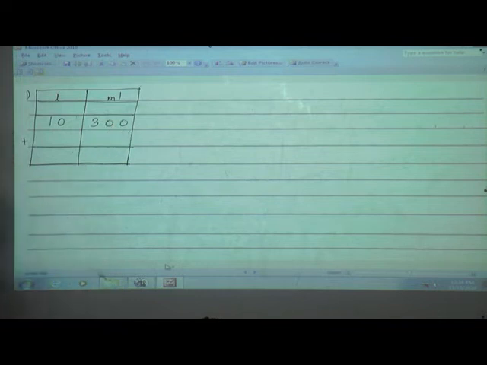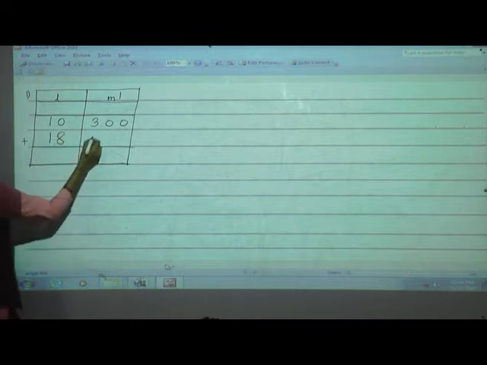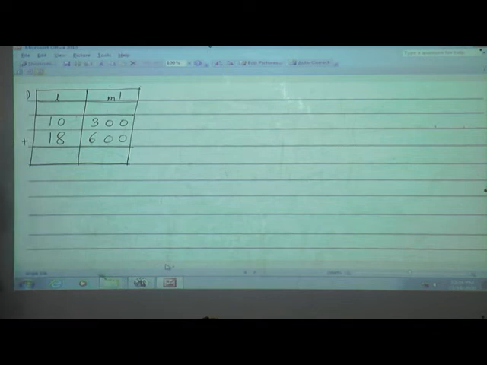Okay. Now read the question once again. Lakshmi bought 10 liter 300 milliliter milk from one dairy. So we'll write here 10 liter and 300 milliliter milk from one dairy. From another dairy she bought 18 liter and 600 milliliter milk. 18 liter and 600 milliliter. And the question is, what quantity of milk did she buy in all? Means here we have to do the addition. Okay. So do the addition.